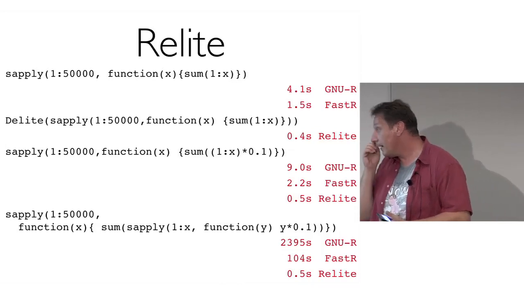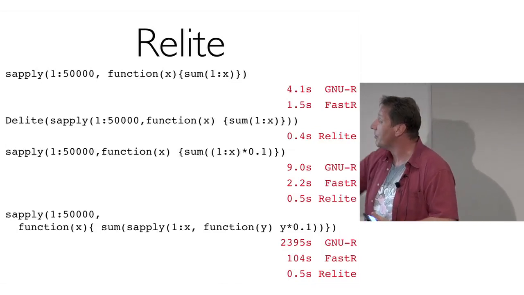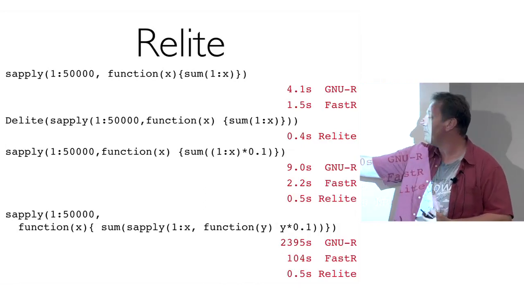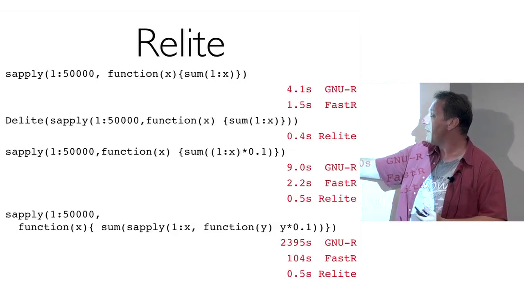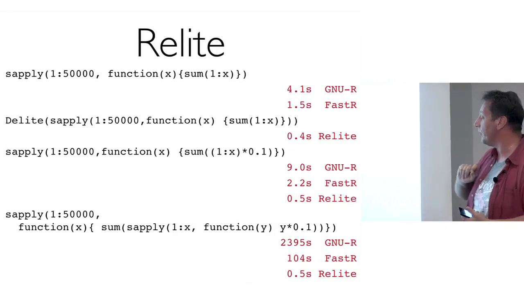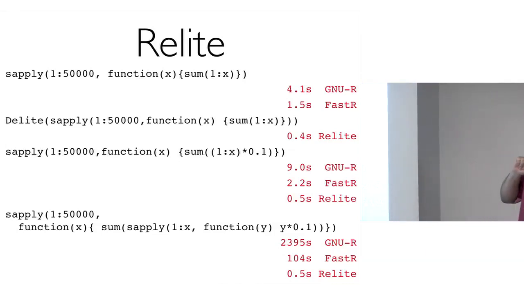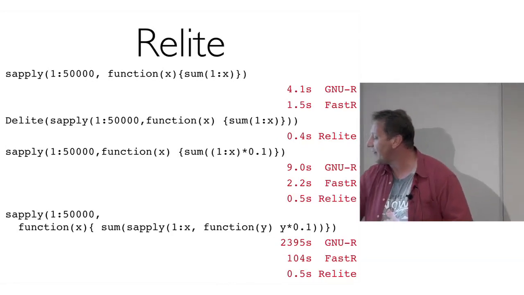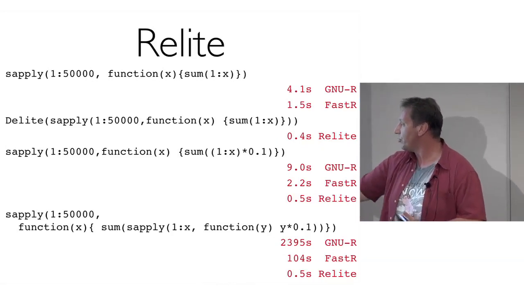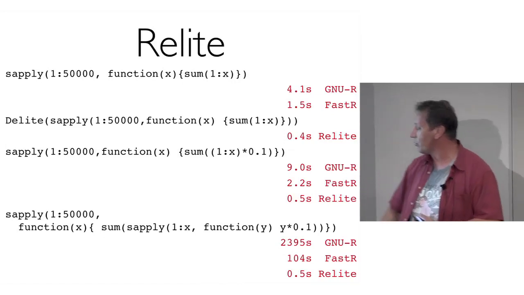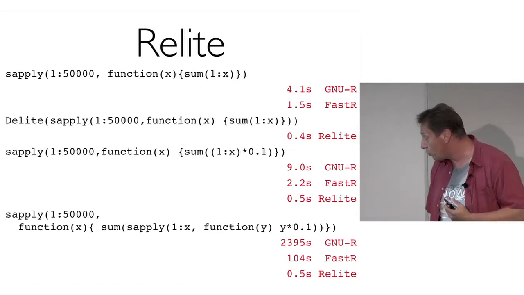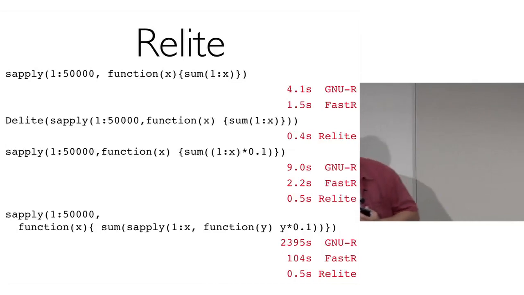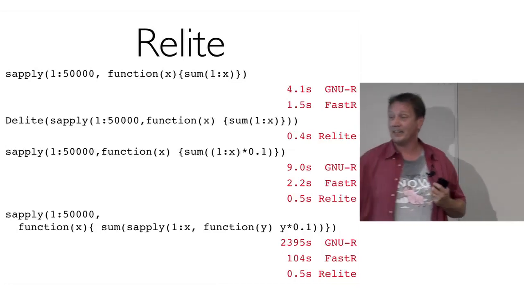And lastly, there is a more complex example. The multiplication here was vector multiplication. We were multiplying a vector of between 1 and 50,000 elements by 0.1, and that was slow, but not that slow. But here, in almost the same program, we just do a scalar multiplication. We multiply y, which is some number between 1 and 50,000, by 0.1. In GNU-R, it takes 2,395 seconds. It's the same thing, right? It's strictly simpler than that, right?